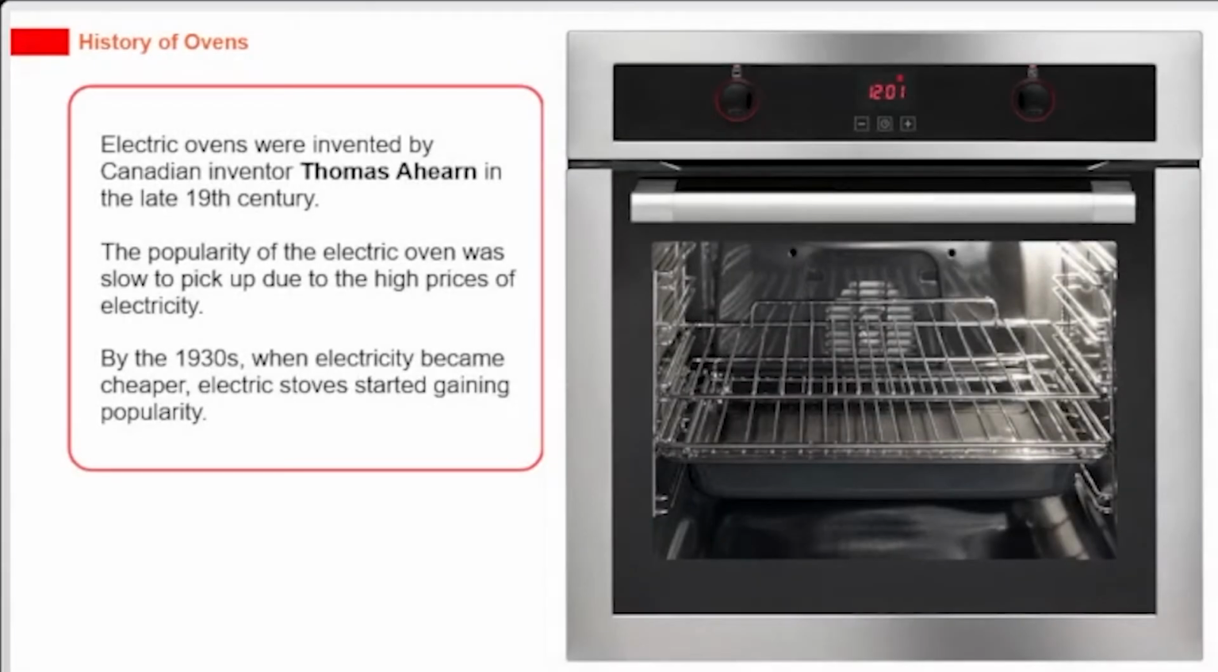Electric ovens were invented by Canadian inventor Thomas Ahern in the late 19th century. The popularity of the electric oven was slow to pick up due to the high prices of electricity. By the 1930s, when electricity became cheaper, electric stoves started gaining popularity.